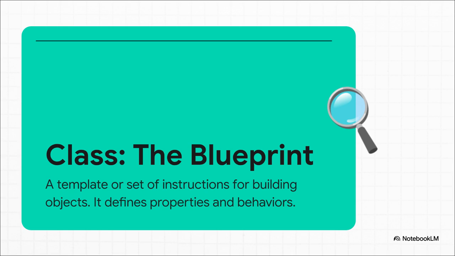The blueprint lays out all the properties it should have, like color or size, and all the things it should be able to do, like open and close. But here's the most important part. A class is just the design. You can't live in a house blueprint, right? You definitely can't drive a car blueprint.